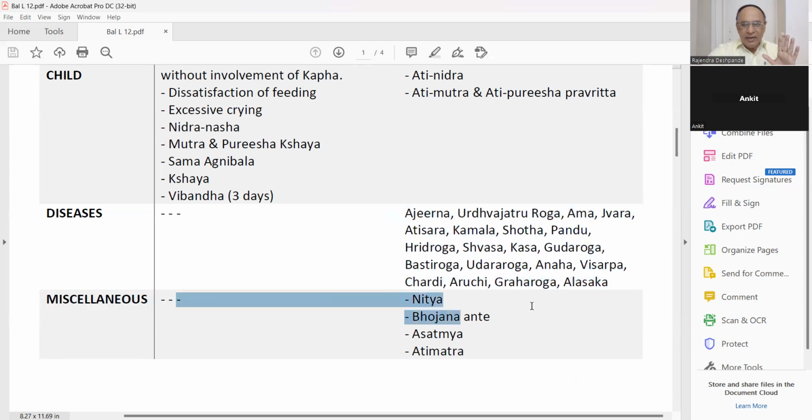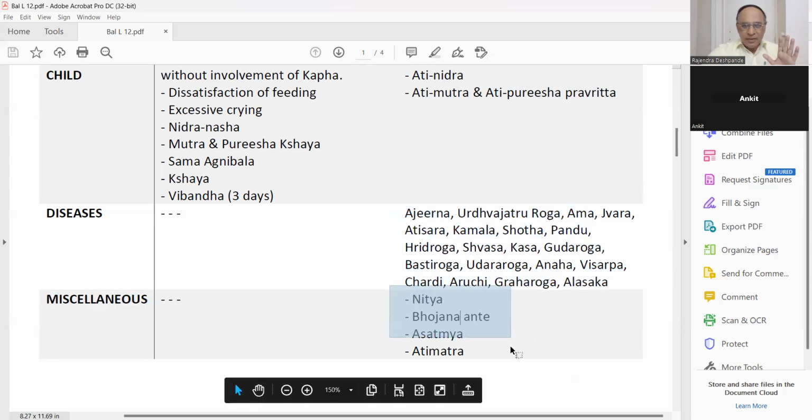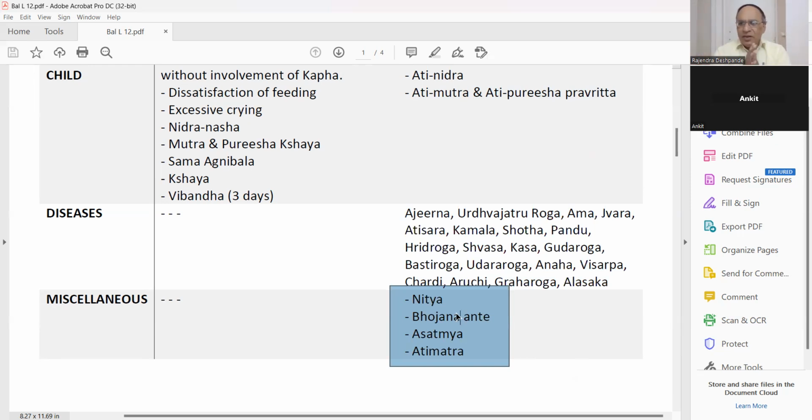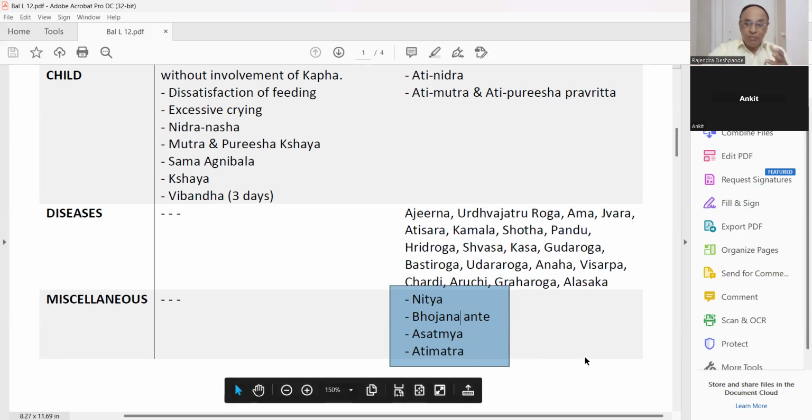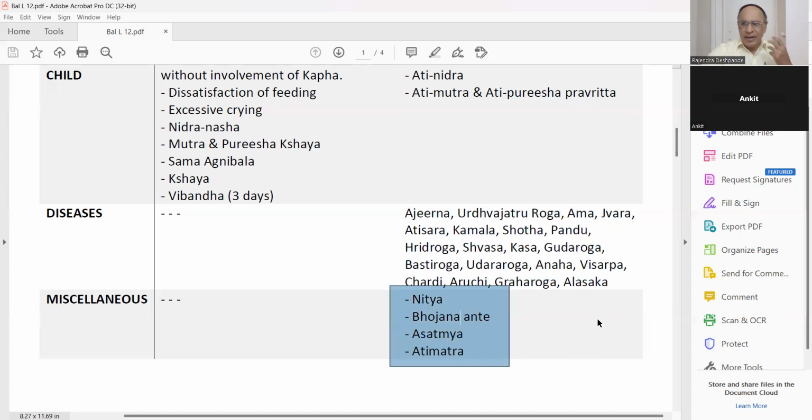Then lehana also should not be given each and every day, 24/7/365. No, it is not necessary. Then bhojana ante, after the food, don't give. It should be given on an empty stomach, in Rasayana kala. Asatmya, if there is some allergic condition to any of the ingredients in the lehana, don't give. Atimatra, don't overdose that supplement. Lehana is always given as a supplement, like a tonic.